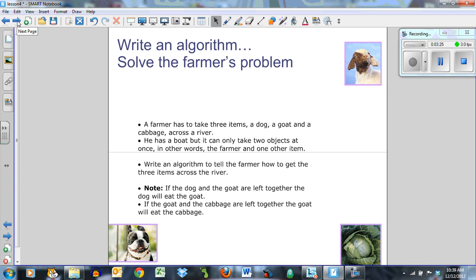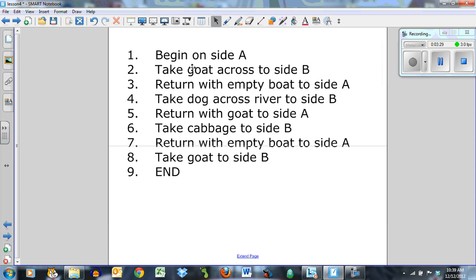Okay, well, I hope you've made a good attempt at that. Here's the solution. Begin on side A, take the goat across to side B, return with the empty boat to side A, take the dog across the river. You have to return with the goat, pick up the cabbage, take it back to side B, return with the empty boat, and then take the goat over to side B, and then you're all done, okay? So just sort of a little puzzle there that maybe people have seen, puzzle books and whatnot, but it gets you thinking about the steps that you do things. You have to account for every single possibility.